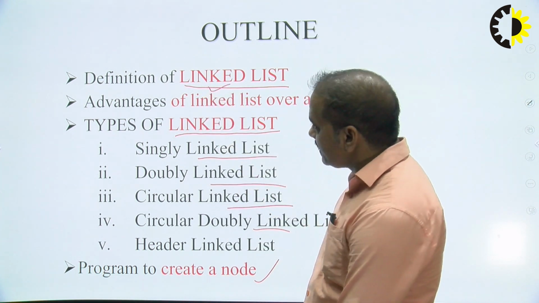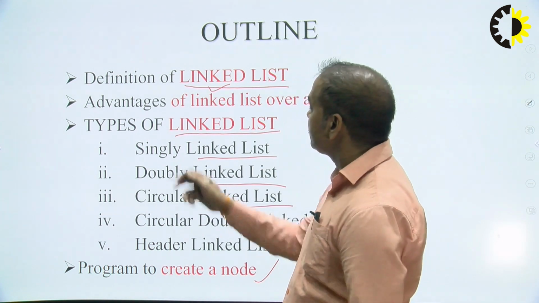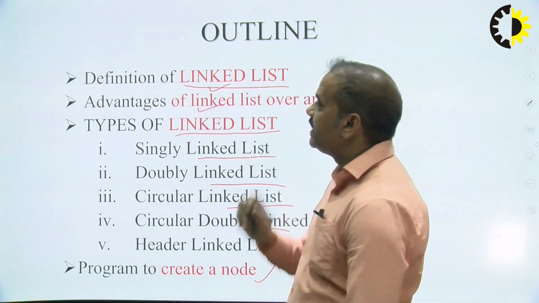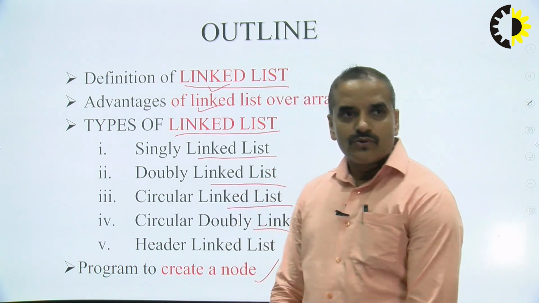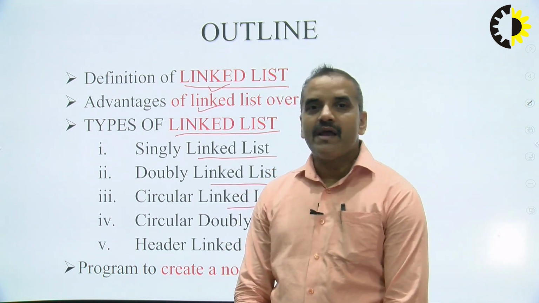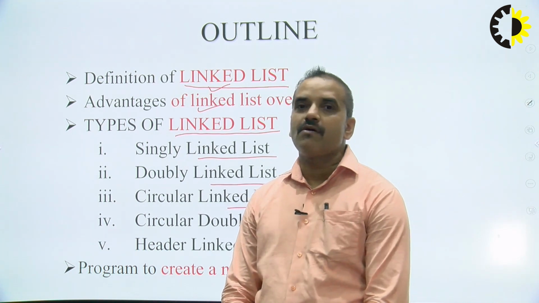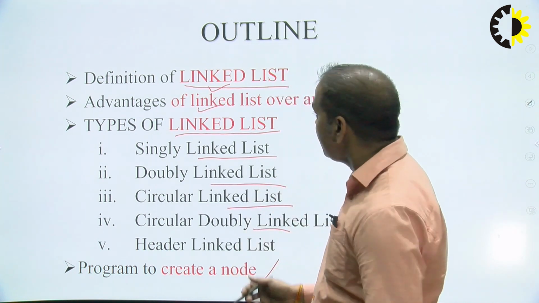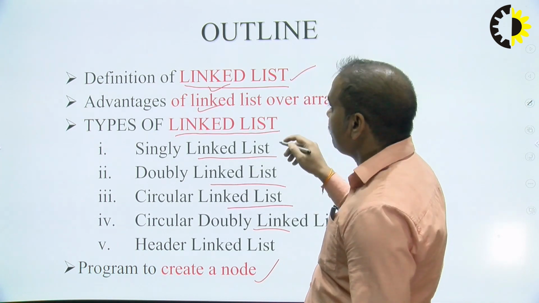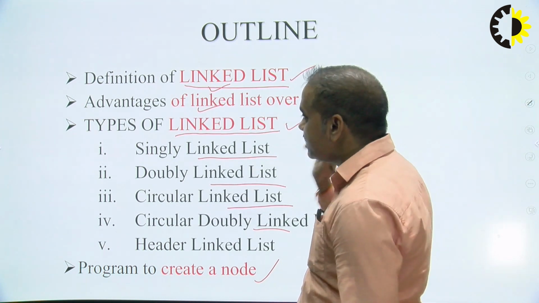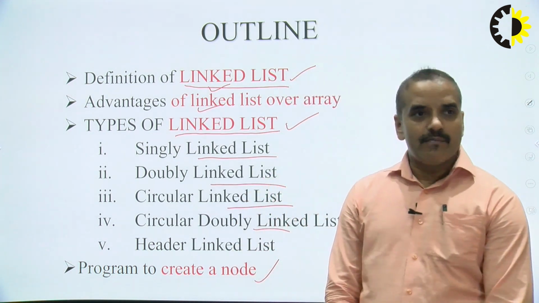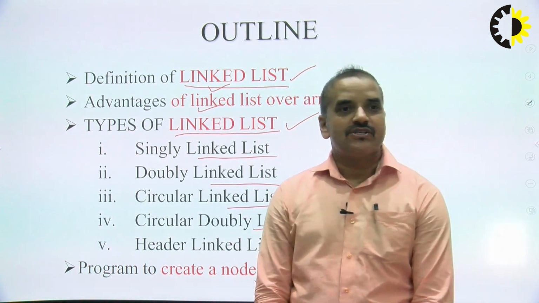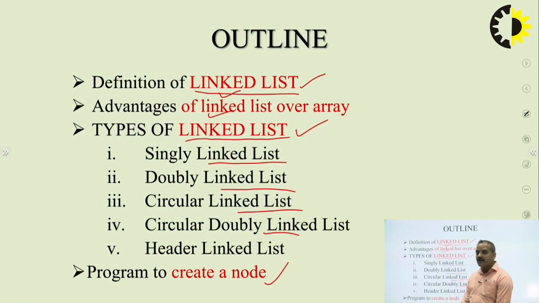Before discussing the linked list, we first discuss the main advantage of linked list over the array. This is the main point which tells why we use linked list in place of array. Second is the definition. Then we have the types of linked list: singly linked list, doubly linked list, circular linked list, circular doubly linked list, and header linked list. And the last one is a program.